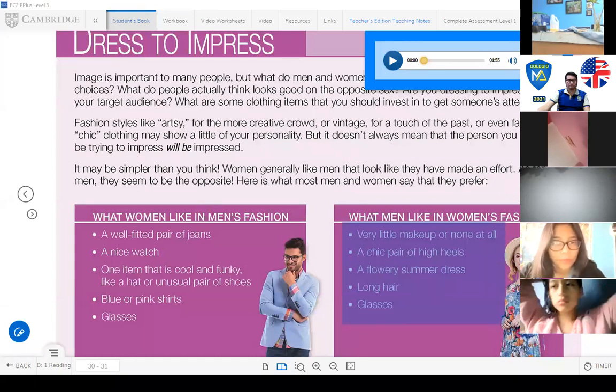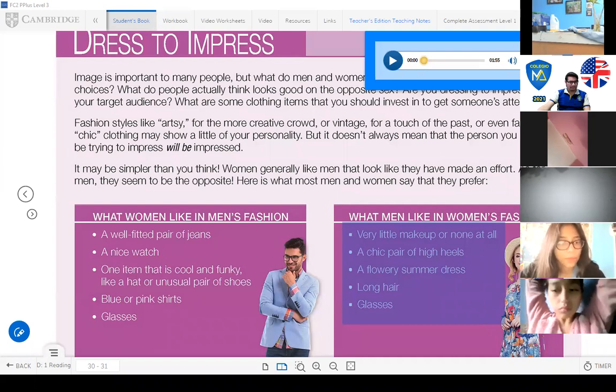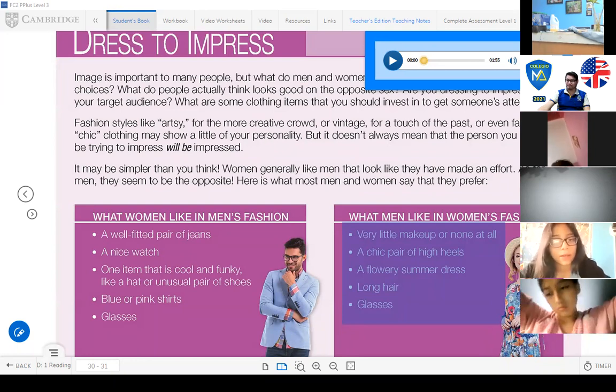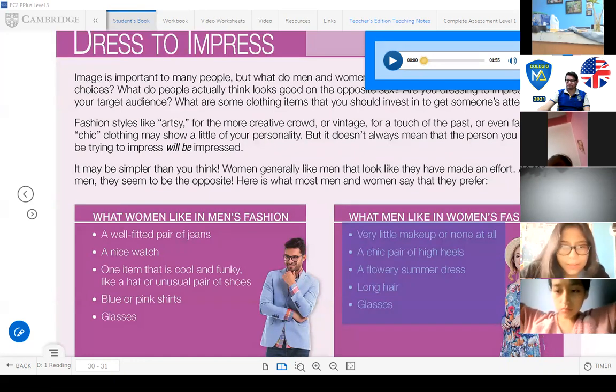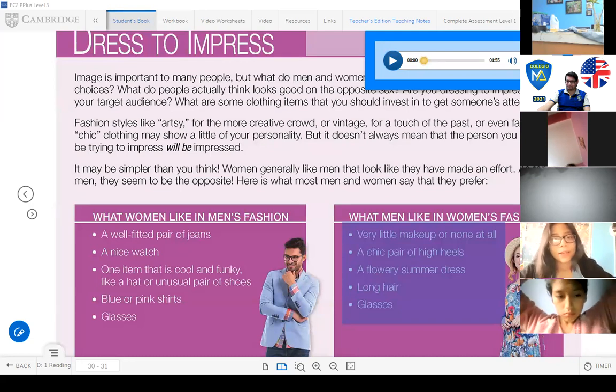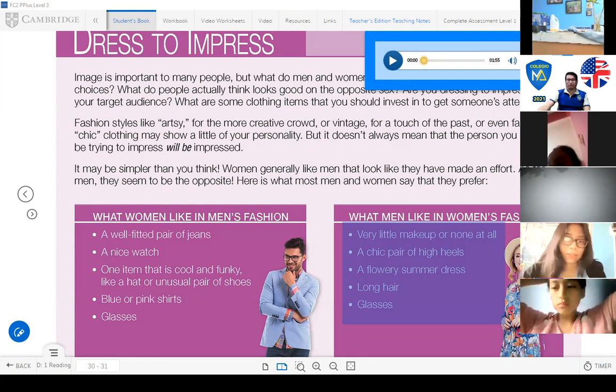Very little makeup or none at all. A chic pair of high heels. A flowery summer dress. Long hair. Glasses.